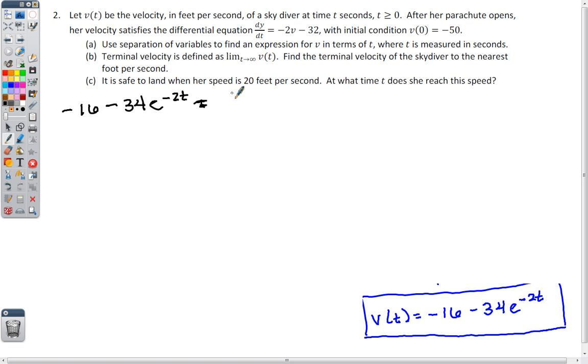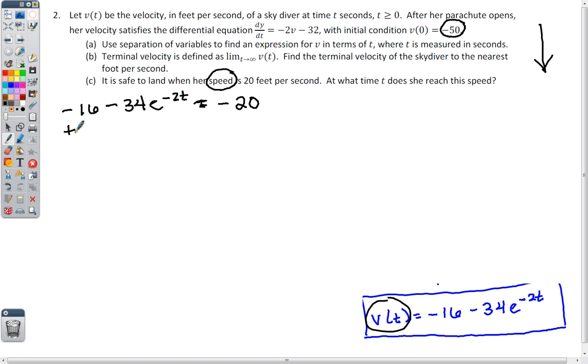Now we have to be careful because this here is velocity, and what they gave us is speed. Notice that all the velocities so far have been negative. There's a reason for that, and the reason for that is that she's traveling downward. So it'll be safe to land when her speed is 20 feet per second, but her velocity is negative 20 feet per second. So we'll want to make that negative 20. Okay, so that's the trick there.